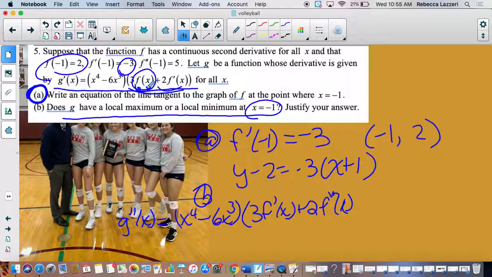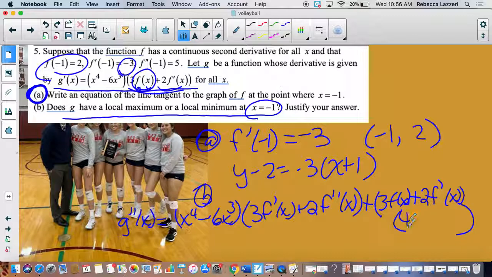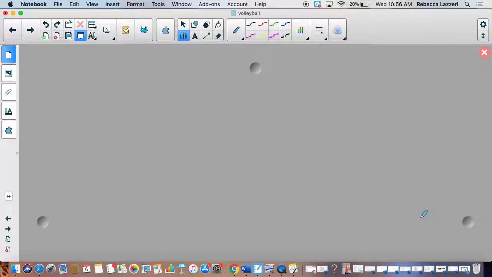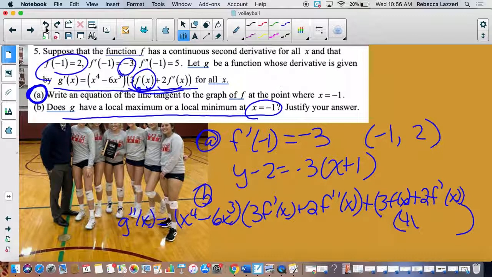Then I have plus the second, times the derivative of the first, which is 4x cubed. Oh, sorry, no, it's okay. There's an undo button. Alright, so I have 4x cubed minus 18x squared.